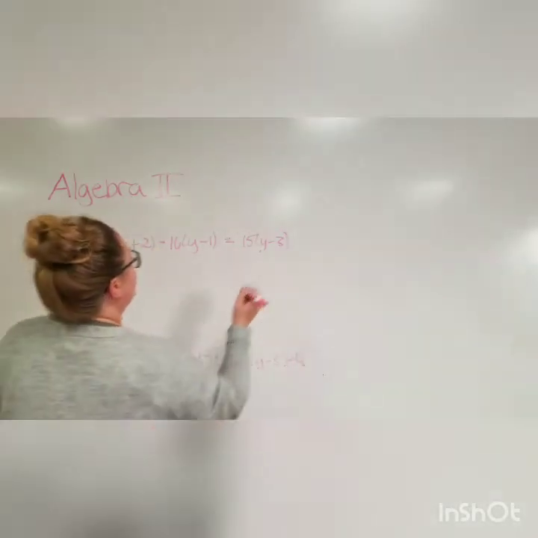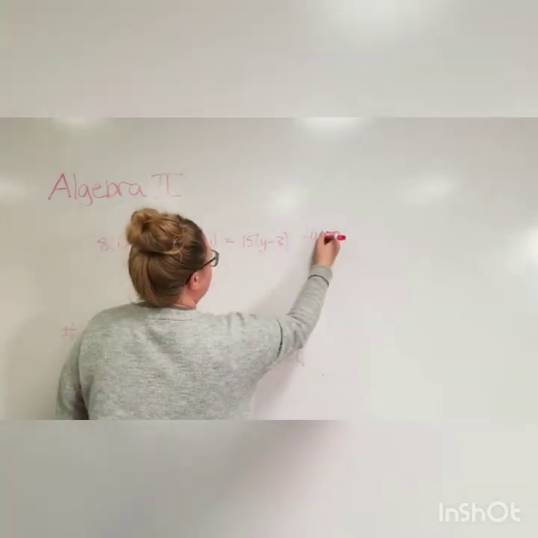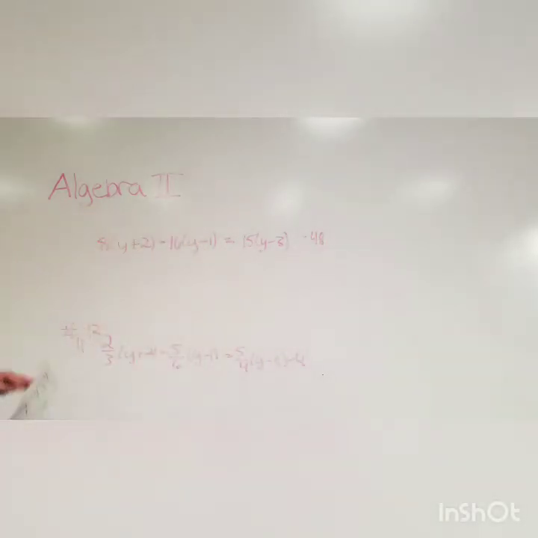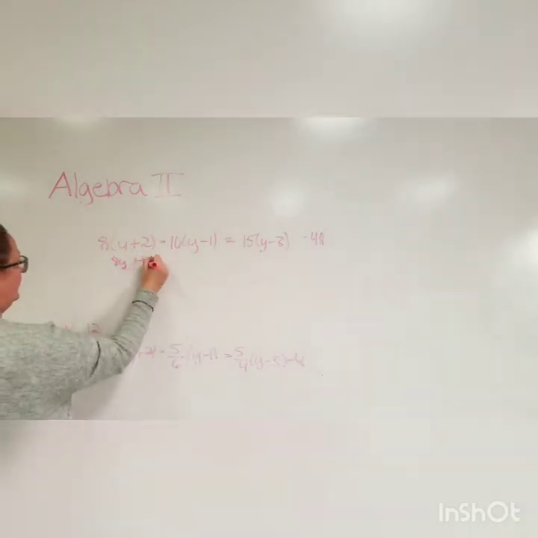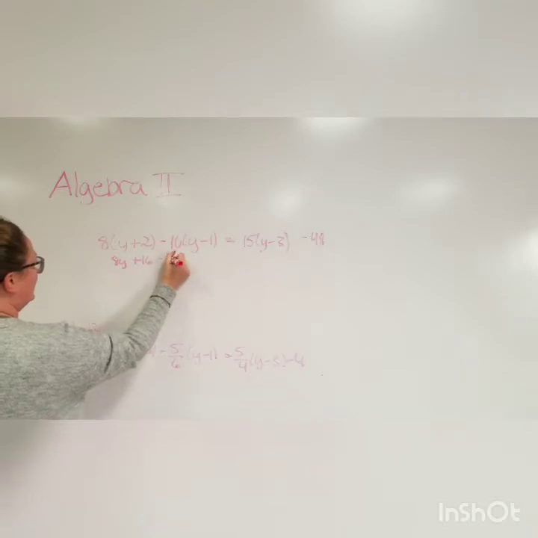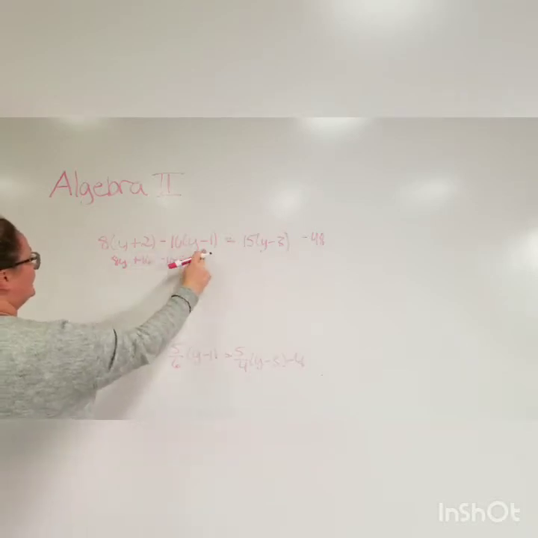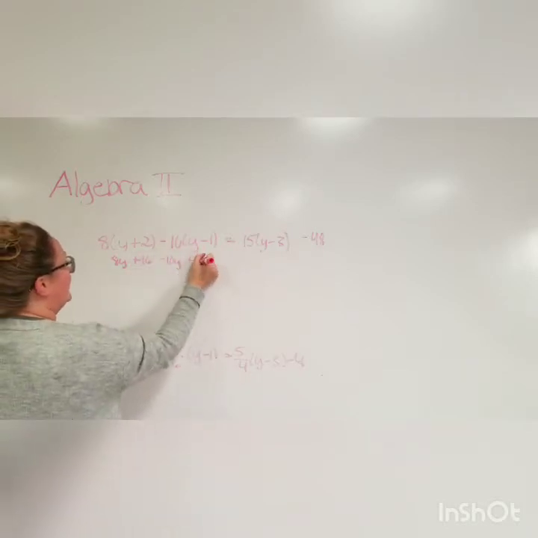4 times 12 is 48. All right, so we need to do our distributive property here. 8 times y is 8y. 8 times 2 is 16. Pay attention to the negative. Negative 10 times y is going to give you a negative 10y. Negative 10 times negative 1 gives you a positive 10.